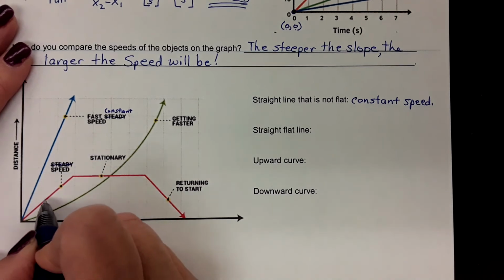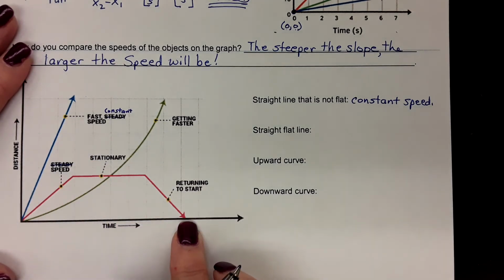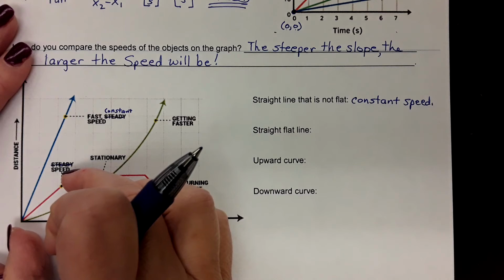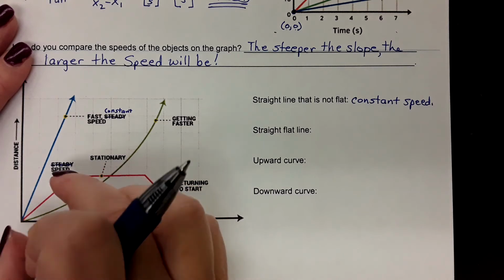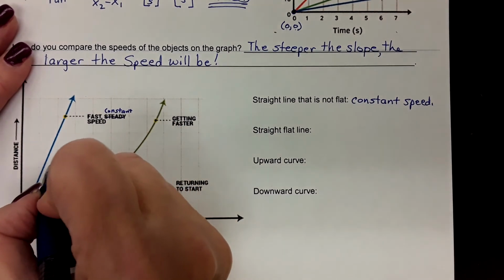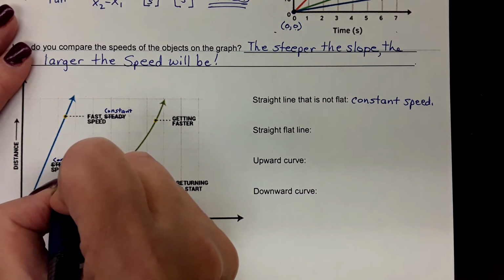Okay, same for right here. This object that follows this path of motion has a constant velocity too, but it's not as large as the blue line. Okay, but it is constant.